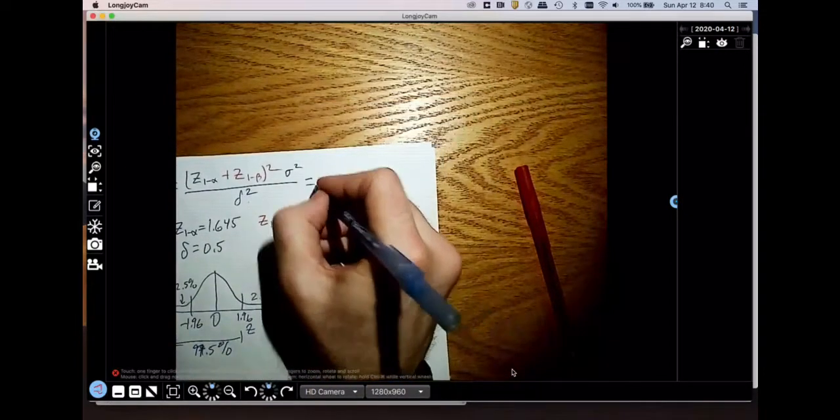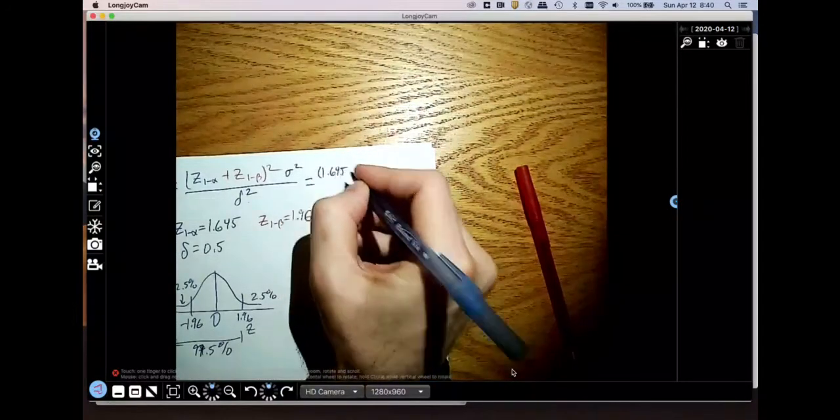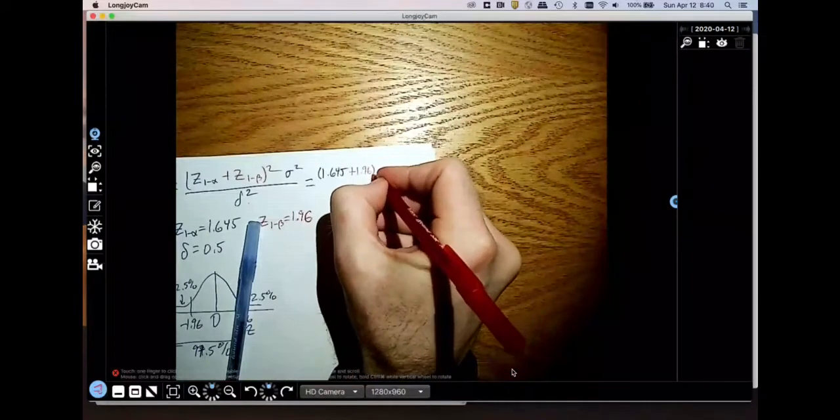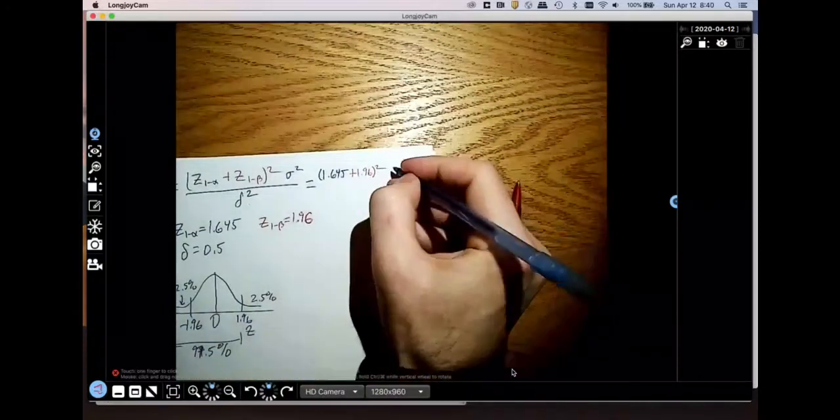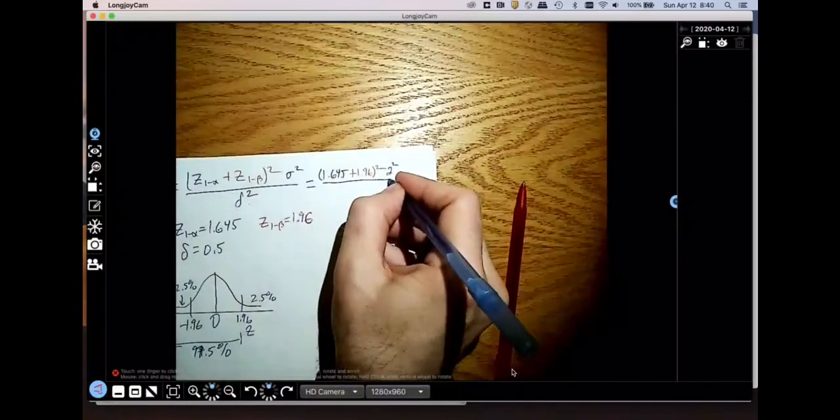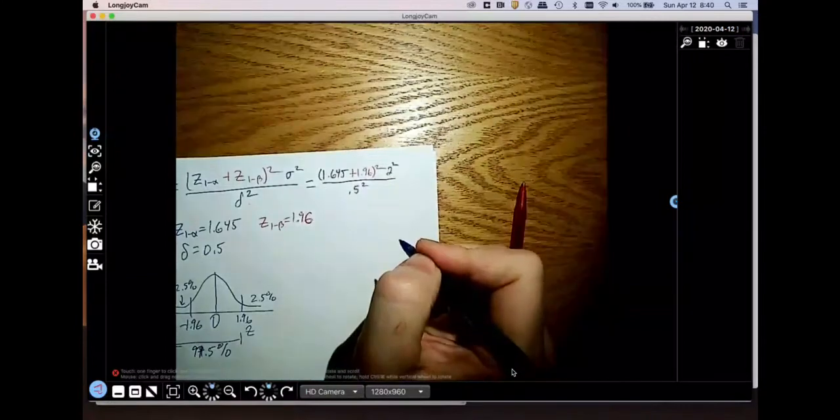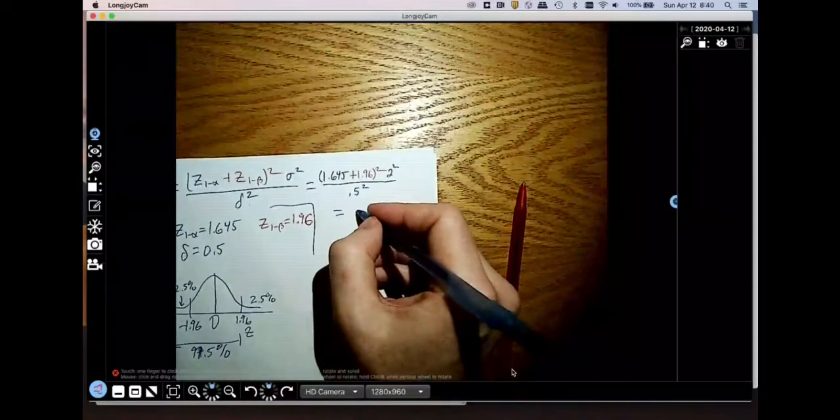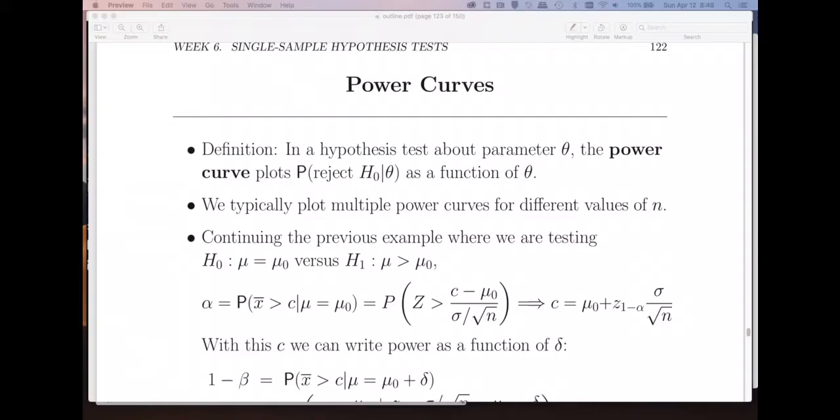I could just drop these numbers in. So this would be 1.645 plus 1.96, squared. Now my sigma squared is 2 squared, and my delta is 0.5 squared. And so if I do the math on this, you're going to see this is also approximately 208.